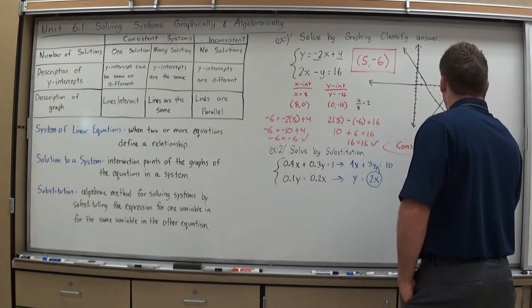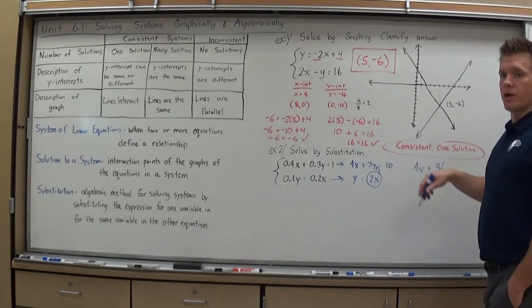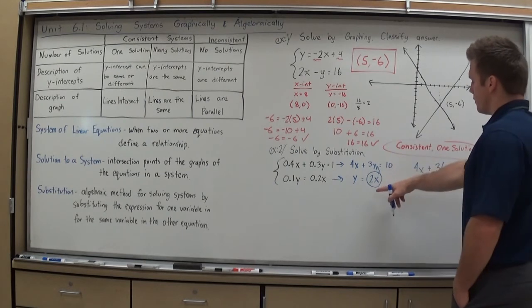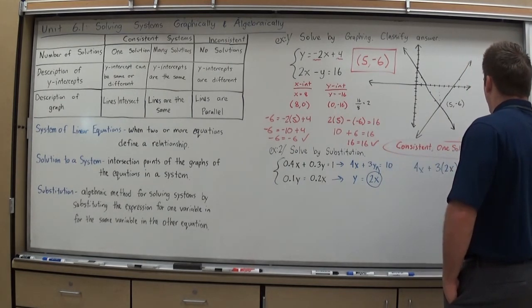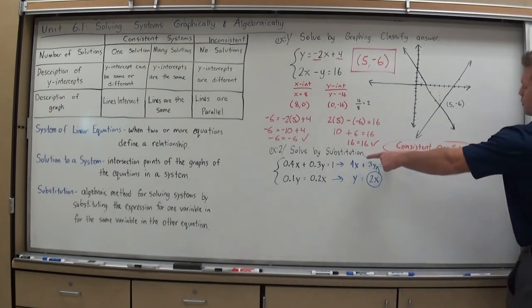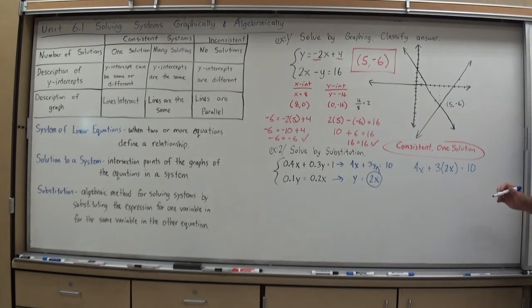4x plus 3, and you'll notice I always use parentheses when I plug it in. If you do not use parentheses when you plug it in, there's a possibility for mistakes. So I'm going to plug in 2x for the y, and finish writing the equation. So you can see the only difference from the top equation now is I've substituted the y, replaced it with what y equals, which is 2x.